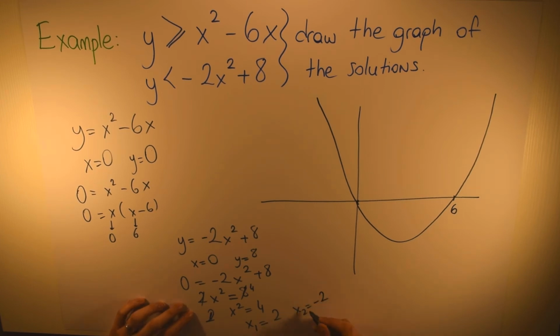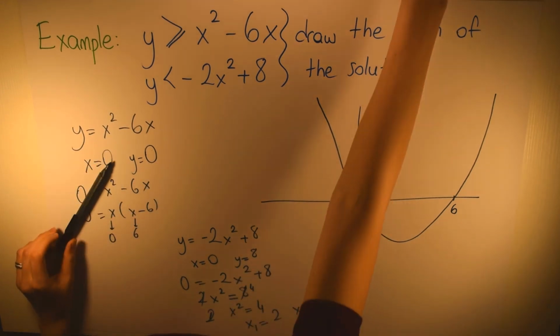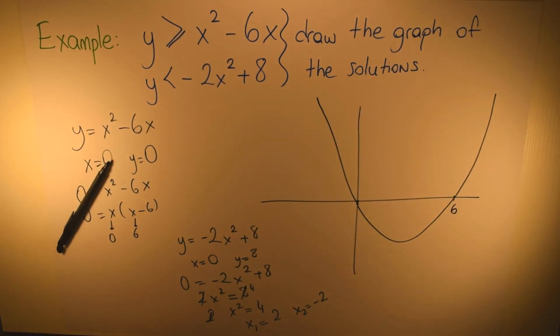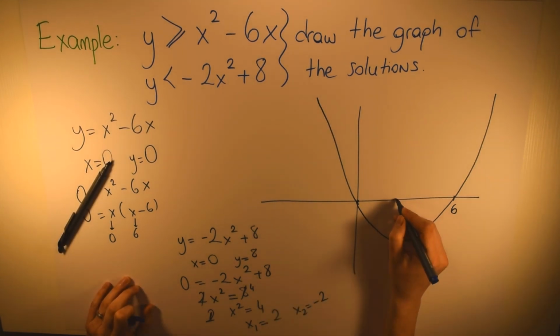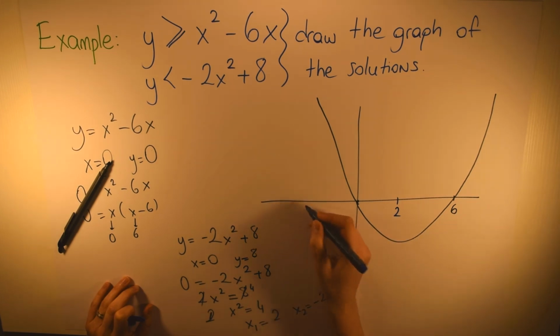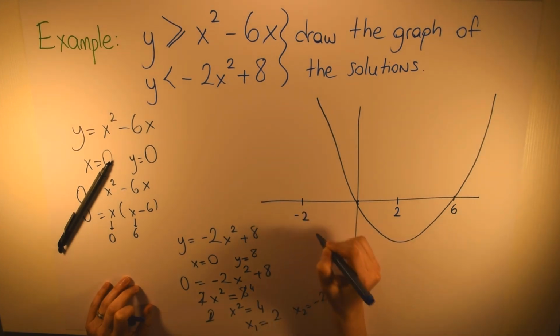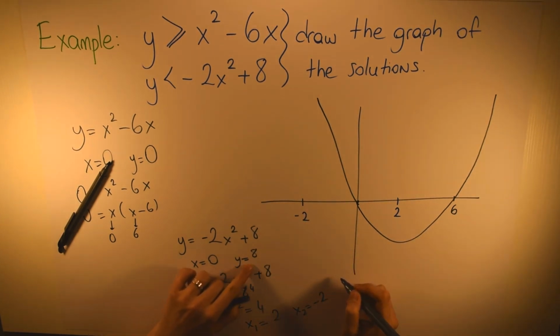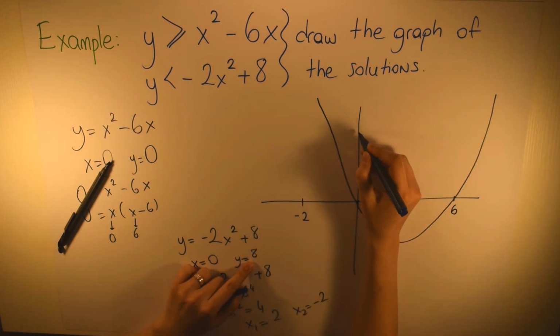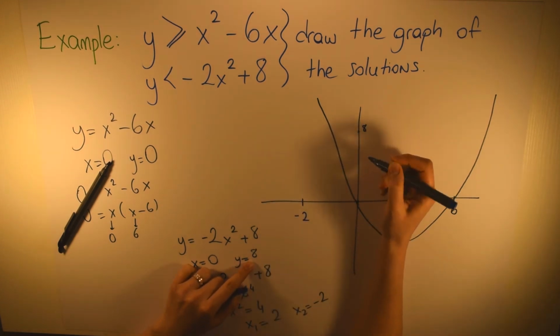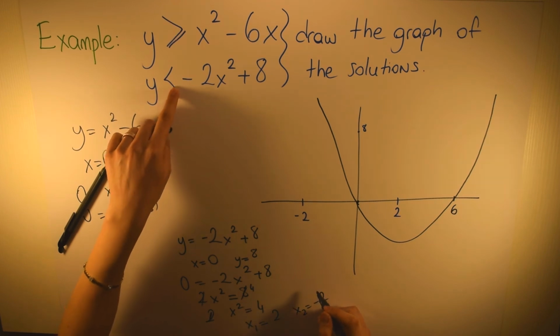So x1 is equal to 2, x2 is equal to minus 2. So let's also put this on this line. So let me write it with another color. So here it's 2 and minus 2. So 2 is somewhere here and minus 2 is somewhere here, right? And your y-intercept is 8. It's here.